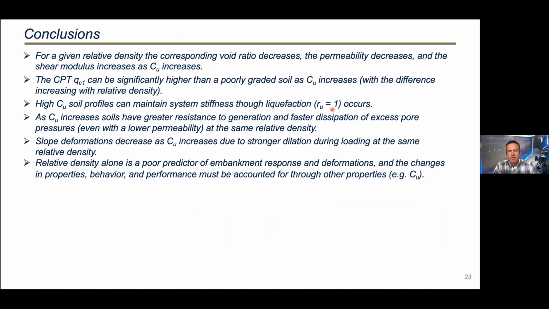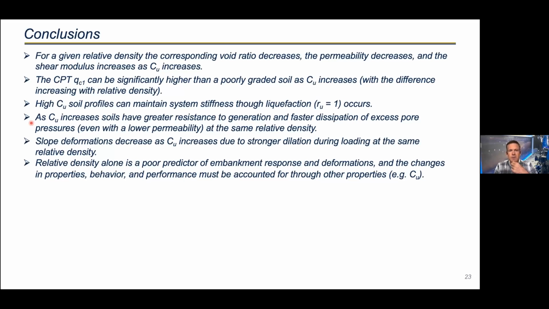And so to conclude and wrap up, there's a number of points here regarding what happens as CU increases. First of all, from an index perspective, the void ratio decreases, the permeability decreases, and the shear modulus increases. The cone tip resistance goes up substantially with CU, and this actually could lead to a whole other conversation regarding penetration resistance and what should be expected in a well-graded gravelly material. Well-graded soils can maintain their stiffness throughout liquefaction, even when you reach an RU of 1. And so that may not be an appropriate or a useful definition for predicting deformations.